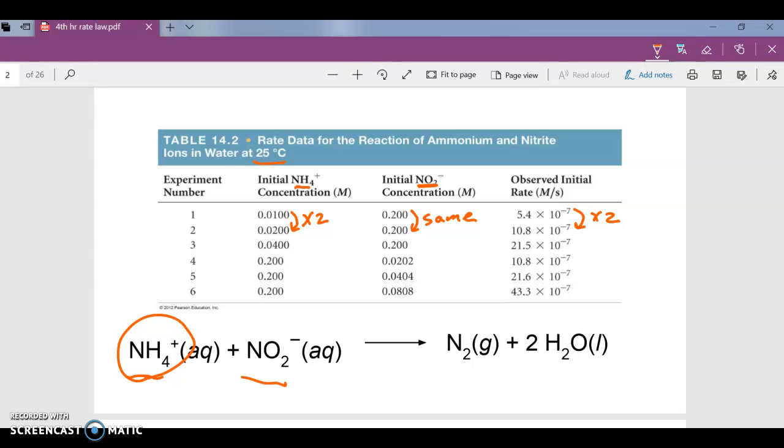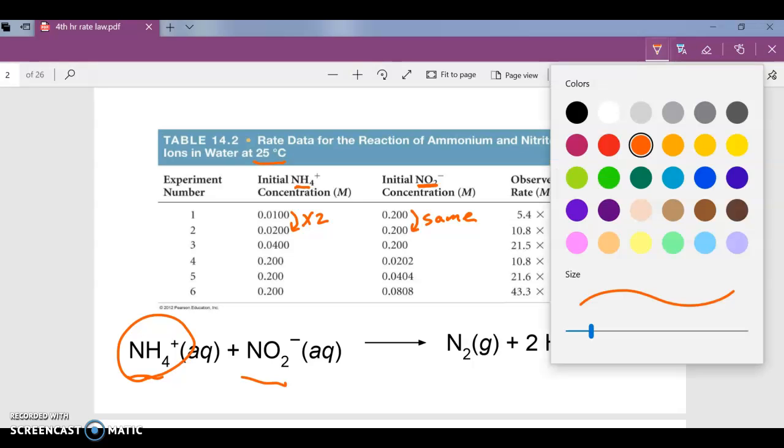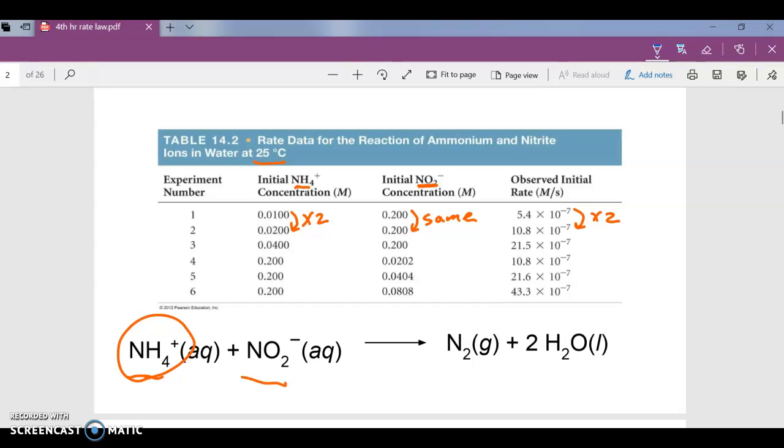The next part I'm going to look at is what happens when I have NO2 and when I change that. Okay, so another spot. Let's take a look at this spot right here. These are the same. And if I look over here, I have doubled it when I look at experiment 2 to 3. I doubled the concentration, and again, I doubled the rate. So this makes complete sense.